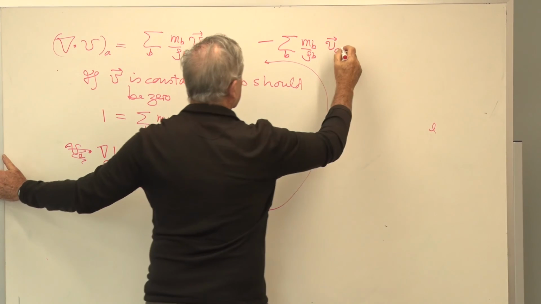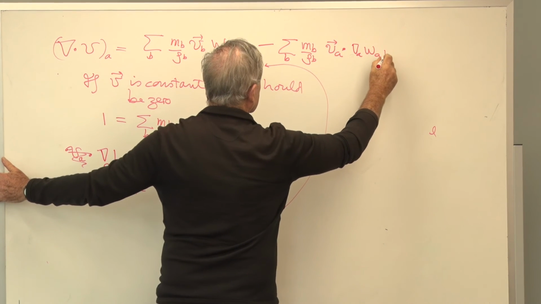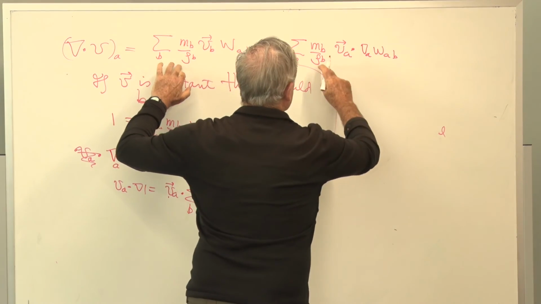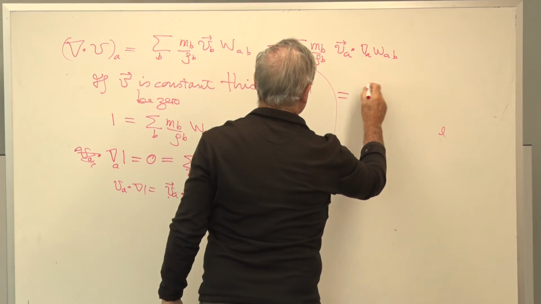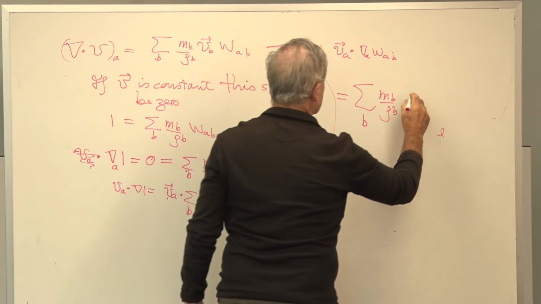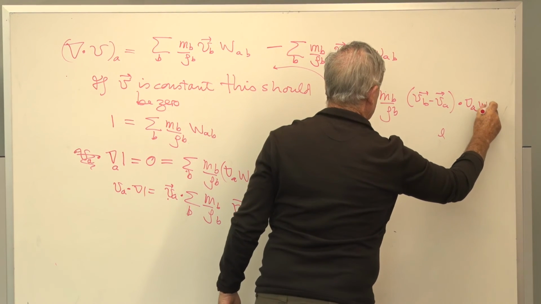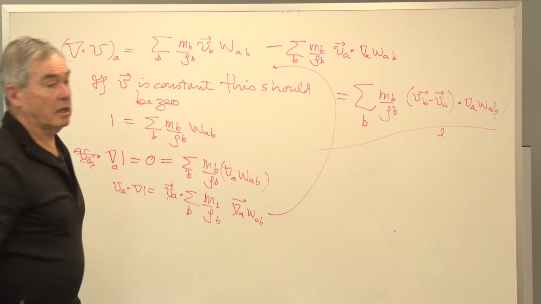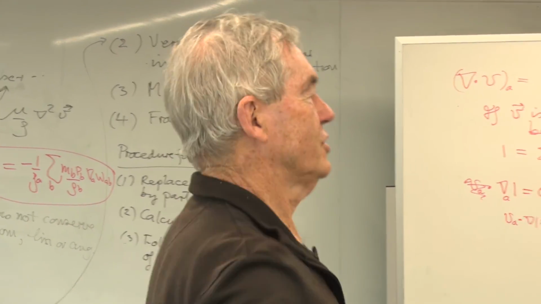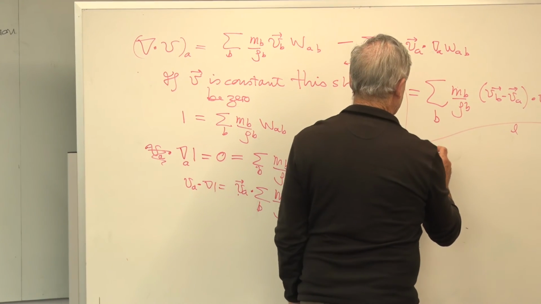So I'm going to minus this VA. I'm going to dot it inside here. It's got no summation tag. It's not a B. And all these W, m, rho things are all the same. So this is the sum over B, m_B, rho_B, (V_B minus V_A) dot grad_A W_AB. And that actually vanishes when V is constant, because it's got these two terms in it. So this is good. As I said, you've got two wrong things and you make a right.